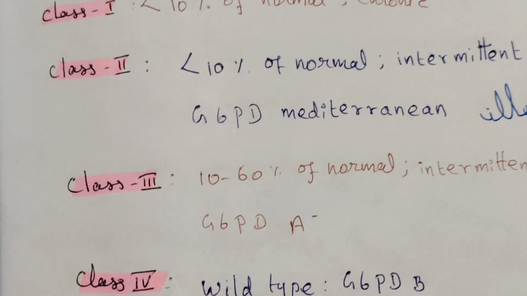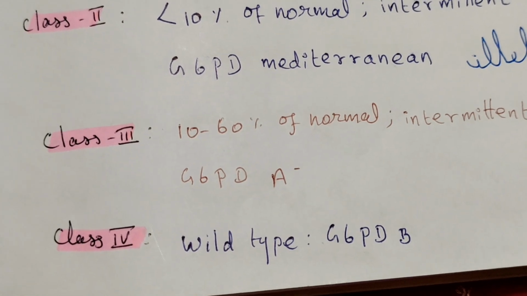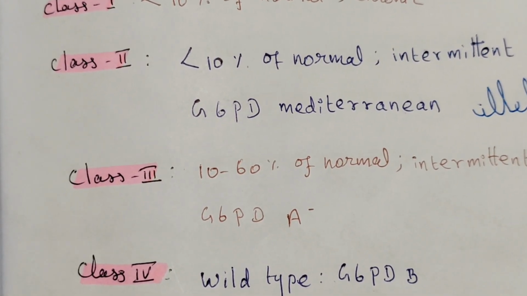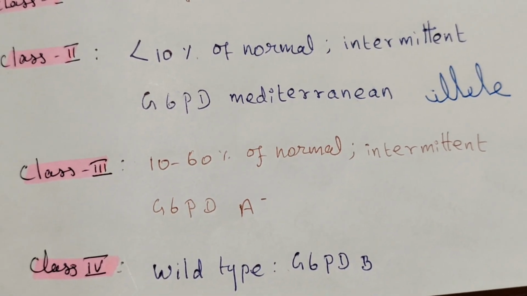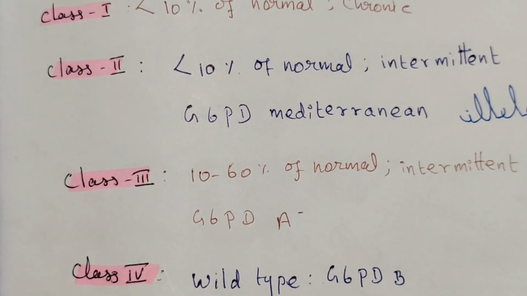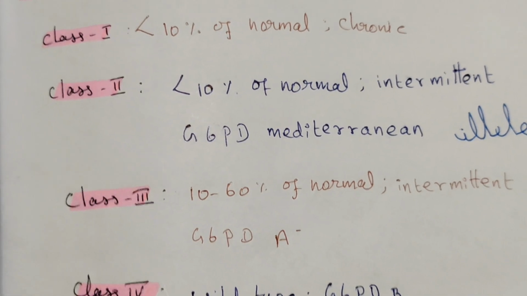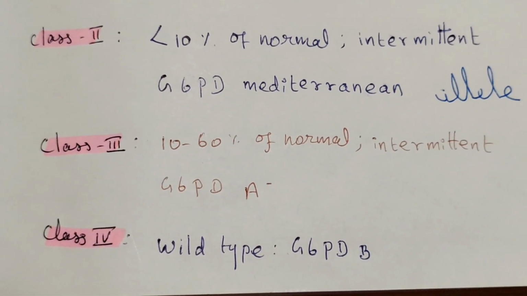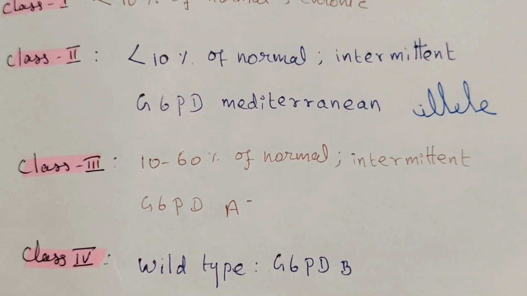Then class 3 has 10 to 60 percent of normal activity, and again these individuals also have intermittent hemolysis, and they have the glucose-6-phosphate dehydrogenase A alleles. Then class 4 is considered wild type.